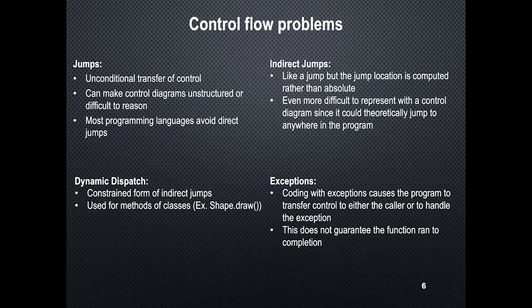Dynamic dispatch, constrained form of indirect jumps used for methods of classes. An example is like a shape.draw method. This is used, it's basically calculated at runtime, since you're calling a specific object and using that function on it, and it changes on each execution.